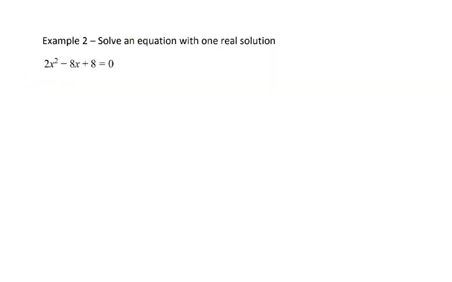Okay, let's move on to our next example. Example number 2 says solve an equation with 1 real solution. Interesting, we've got 1 real solution here. Well, what's this going to look like? All right, I've already got it set equal to 0, so I can identify right now in my equation what a, b, and c is. So a is 2. B is negative 8, and C is 8.